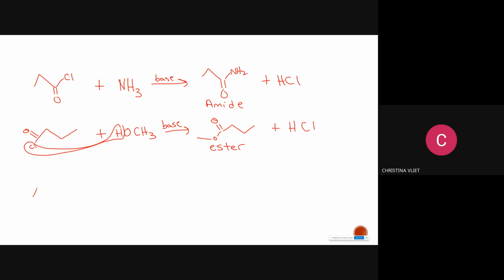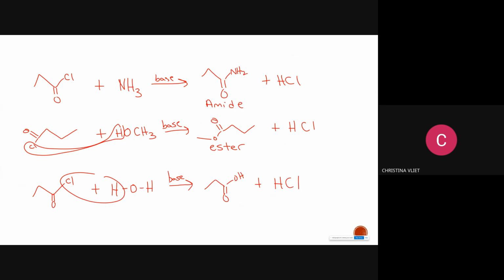Let's do random acyl chloride plus water. So what do we do here? The H goes with the Cl, and we merge the rest together. So you're going to get a carboxylic acid plus HCl every single time. So your byproduct for all these acyl chloride reactions is the hydrochloric acid every single time.